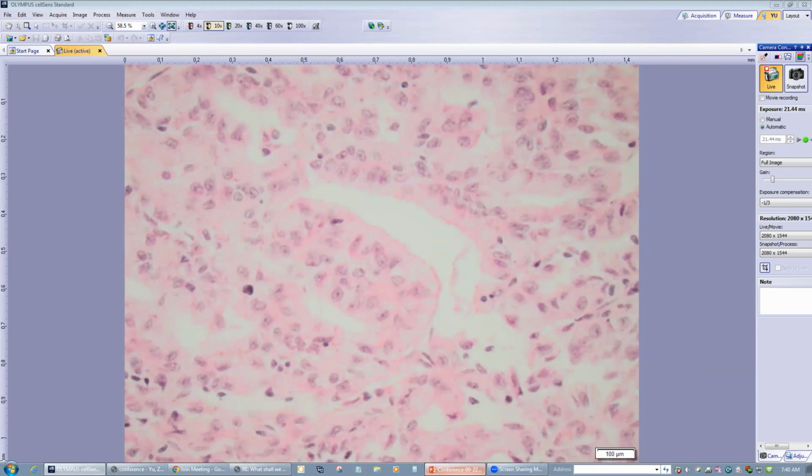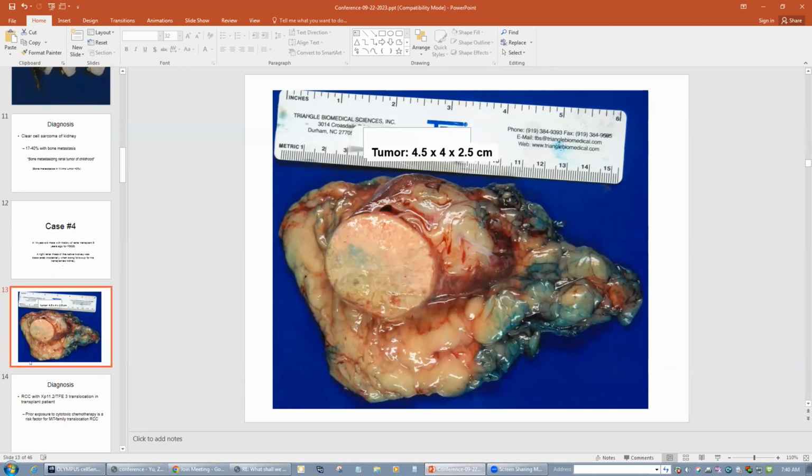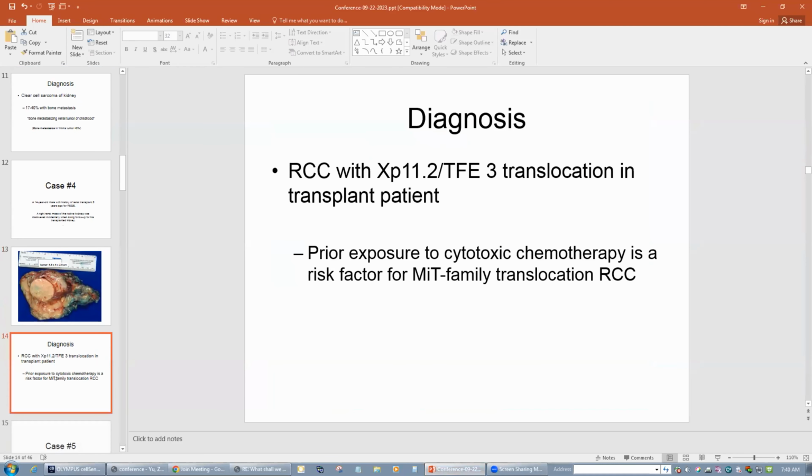So the diagnosis is renal cell carcinoma with XP11.2 translocation or TFE3 mutation in a transplant patient. I'd like to show you this case. The one thing, this morphology is classic, usually a pink cell morphology, voluminous cytoplasm, papillary structure. Another thing is that this is in a transplant patient.